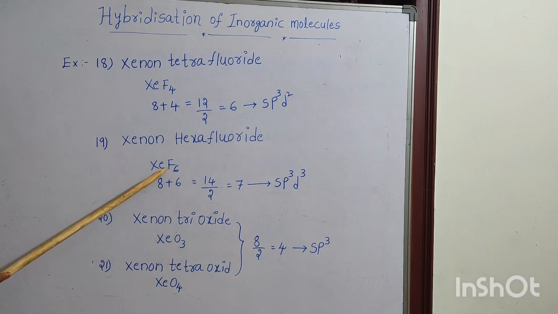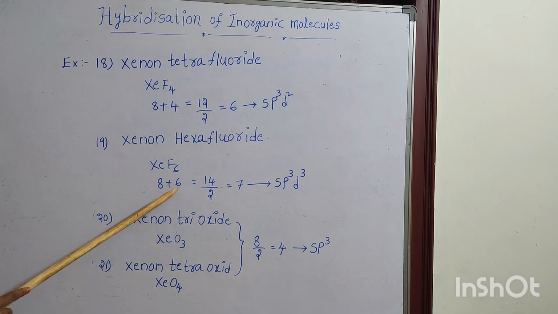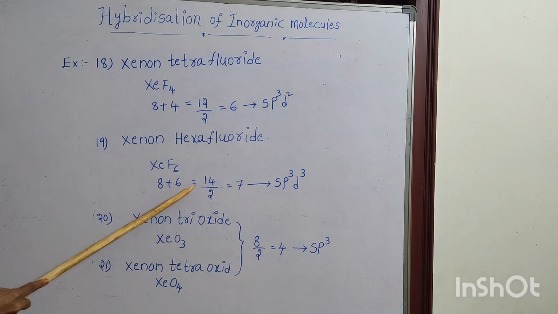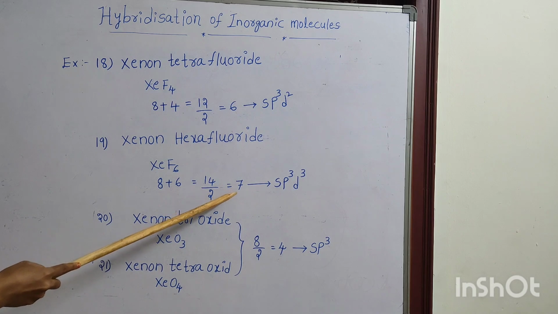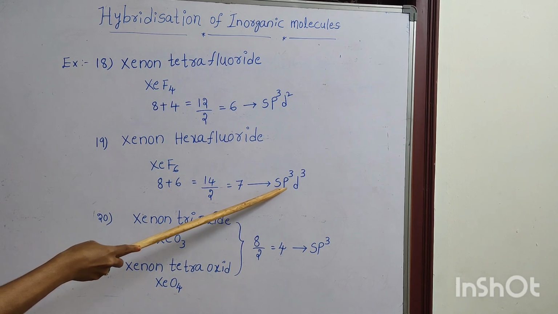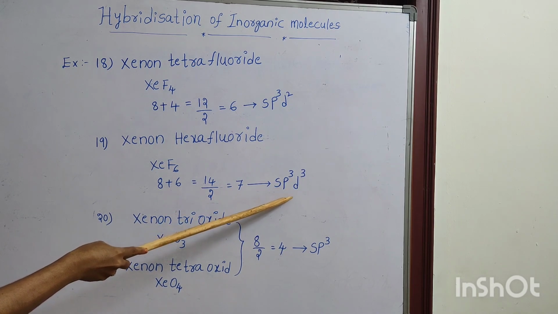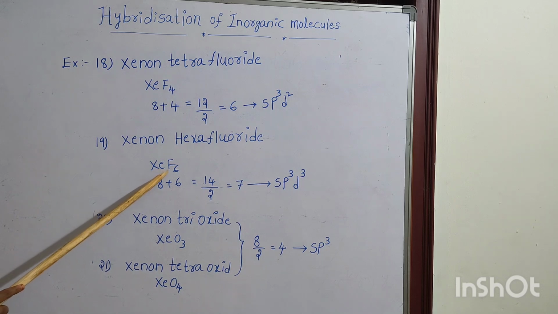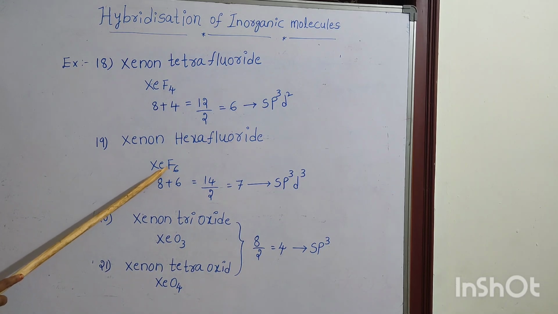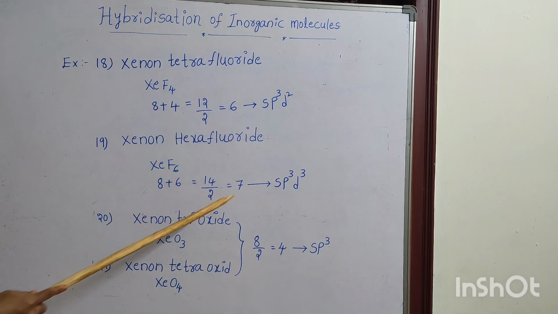Next example, xenon hexafluoride, XeF6. Xenon valency 8 plus 6 fluorine atoms. 8 plus 6, 14. Divided by 2, we get the quotient 7. That means sp3d3 hybridization. So in xenon hexafluoride, xenon has sp3d3 hybridization.